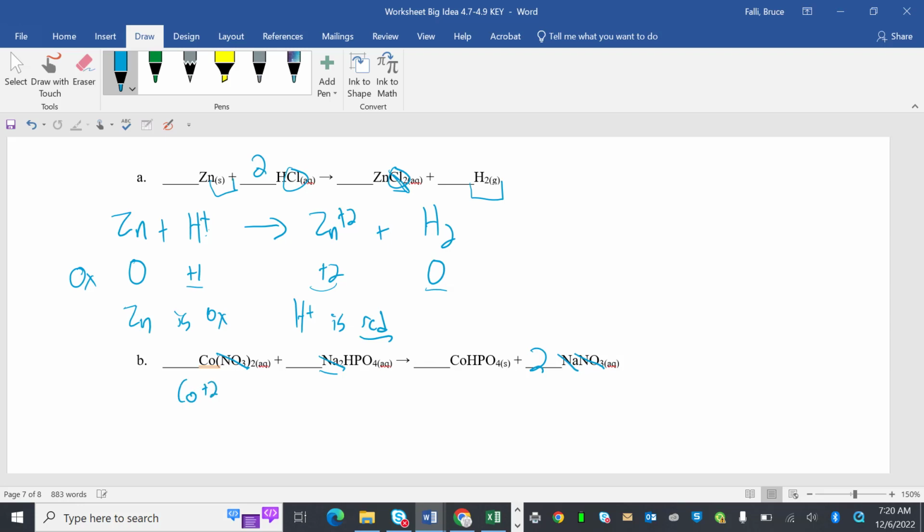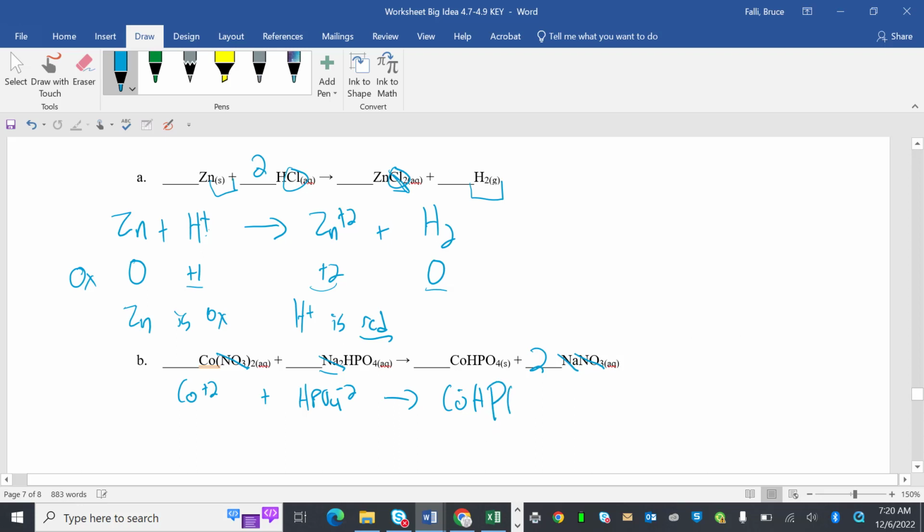Cobalt 2 plus plus HPO4 2 minus yields CoHPO4. Oh man, why am I writing this like I'm 4? I know it's a capital P. I know it's a capital O. All right, so that's my solid.